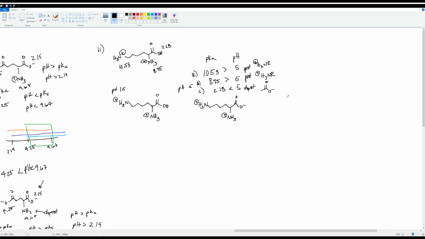And then finally, what's the other one? pH 10. All right, let's go through again. So my R group, amino group, carboxyl group. You know what, because I always compare pH and pKa with pH first, I'll do that. So my pH is 10. My pKa's are 10.53, 8.95, and 2.18.